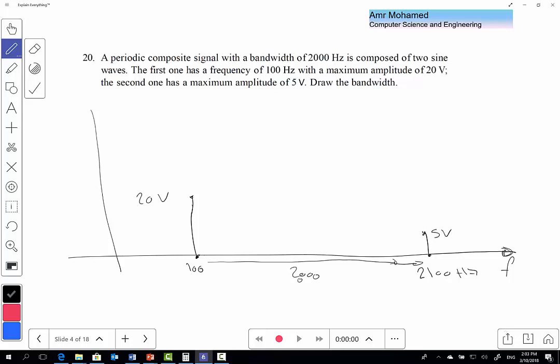So this is how we draw the amplitude, of course. So this is how we draw the bandwidth or the frequency spectrum of this signal.